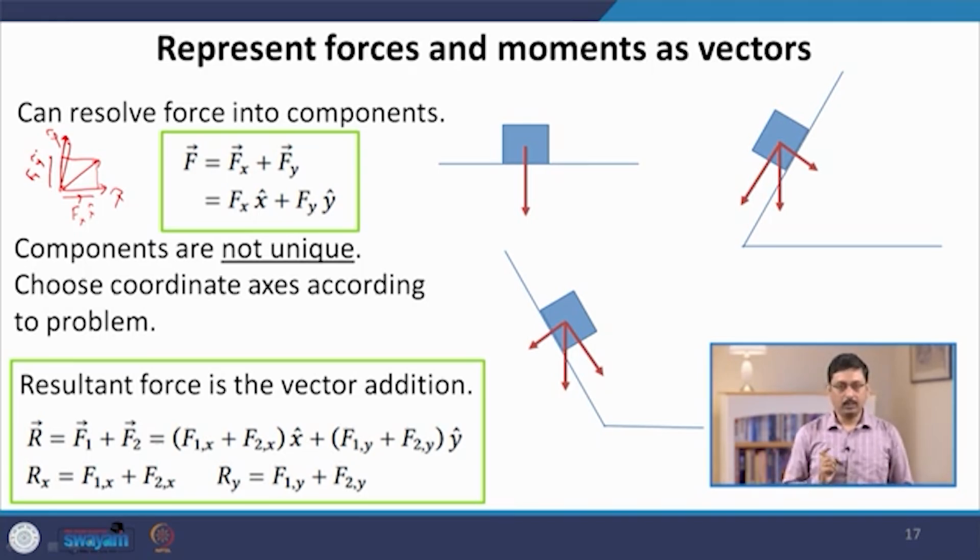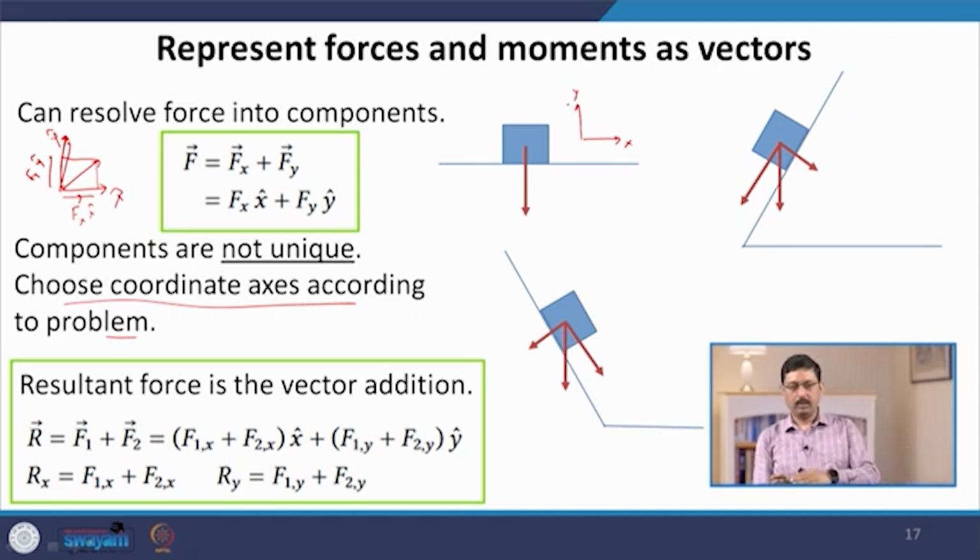But I must highlight one thing, that components are not unique. You choose your coordinate axis according to the problem. So, here is an example. Suppose this picture represents a book on a horizontal table. In this case, a natural choice of coordinate system is to take the direction parallel to the table as your x axis, and the vertical direction as your y axis.